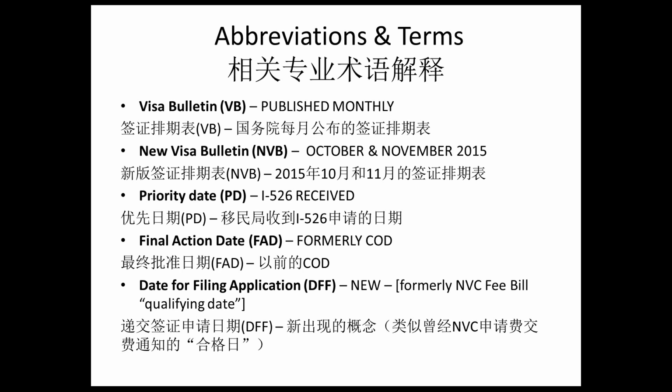What is so important is that this date is the date that you can use to file your adjustment application if you are in the US. 这个日期给我们提供的最重要的信息就是可以根据这个日期，如果申请人本身已经在美国持有合法签证的话，可以根据这个日期在美国直接转身份。Previously, if you were doing EB-5 work, the only important thing to know is how to do your processing with the US consulate in Guangzhou.